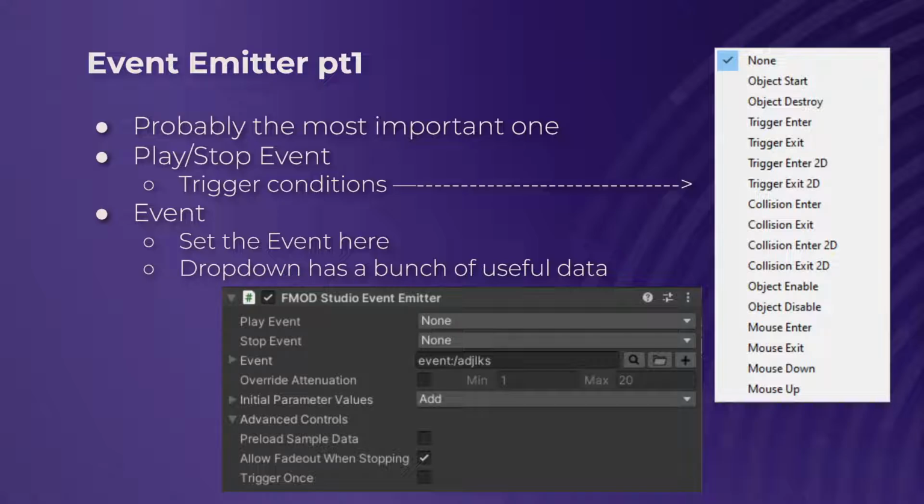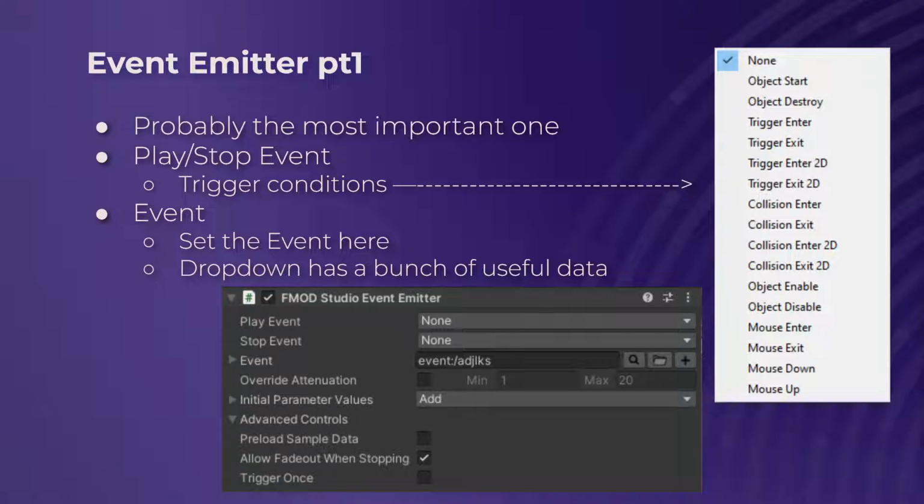Trigger exit and enter, that's with trigger colliders. So when you set up a trigger volume, there's an is trigger. You just click that, and boom, when the collision object with a tag on it enters it, that's when this will play, or exits it. That's when it'll play. And same thing with 2D.